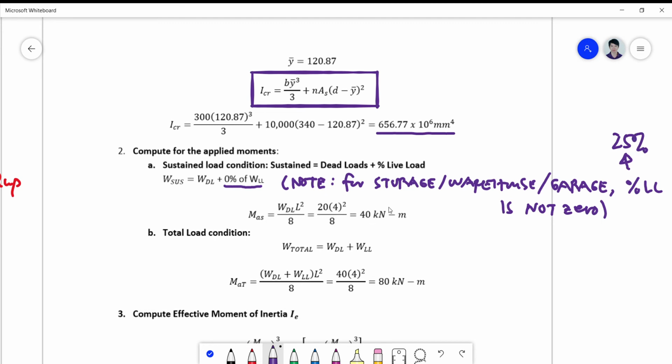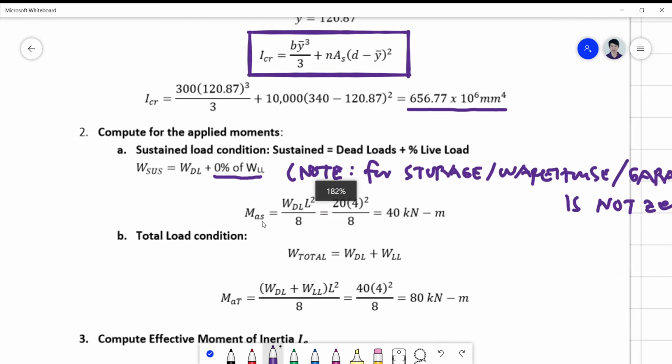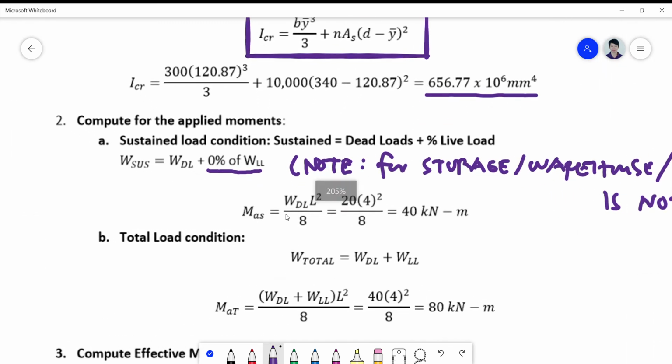Okay, so how do you get the moment now for the sustained loading condition? The moment applied, okay, the sustained load, is simply the midspan maximum moment, W_DL squared all over 8. So you have 20 times 6.4 squared all over 8, so this is 40 kilonewton meter.